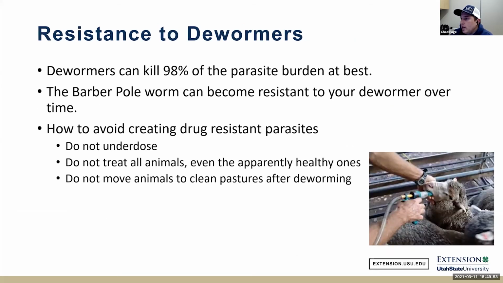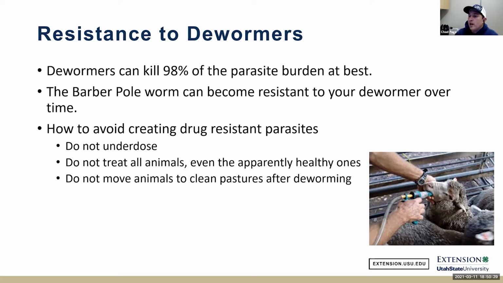So what we're seeing happen in the sheep industry, because we have some tools, but these dewormers, even at their best, kill up to 98% of our parasite burden. So there's a small percentage of worms or parasites that are left that start becoming resistant to our dewormers. So the Barber pole worm can become pretty resistant to our dewormers over time. And in the South, this has become a big problem. In a lot of flocks, none of these dewormers work anymore, okay?